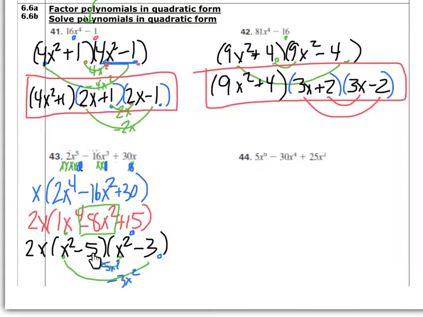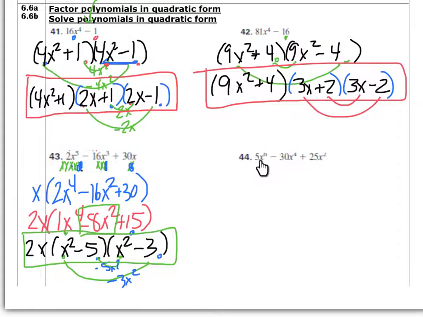Now you need to stop and think if you can factor these further. The only way to factor a binomial that has a square to it is if this is a perfect square root. 5 and 3 are not perfect square roots, so we can go ahead and circle this as our final answer. Now if you were struggling on 43 but walked through this, you may want to try 44 on your own. It's going to work the same way.